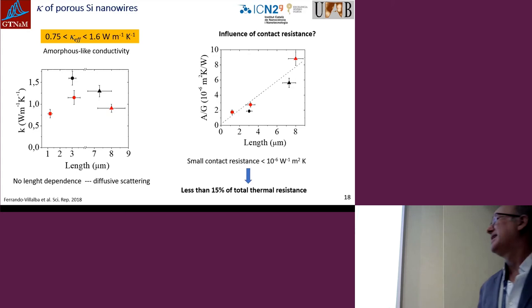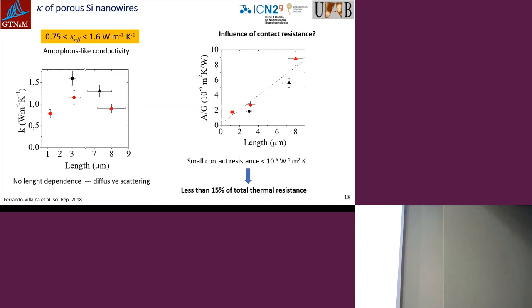So because there is a lot of phonon scattering in those materials, no? And these values are kind of the minimum value of the thermal conductivity in silicon, no? Which is around 1.4. So we have this amorphous limit of the thermal conductivity in silicon.